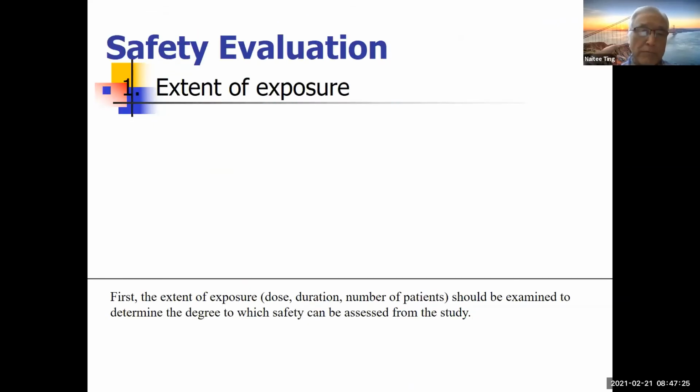All right, so let's start with exposure. First, the extent of exposure: dose, duration, number of patients. Like I said, the three dimensions, dose, duration, and number of patients, should be examined to determine the degree to which safety can be assessed from the study.